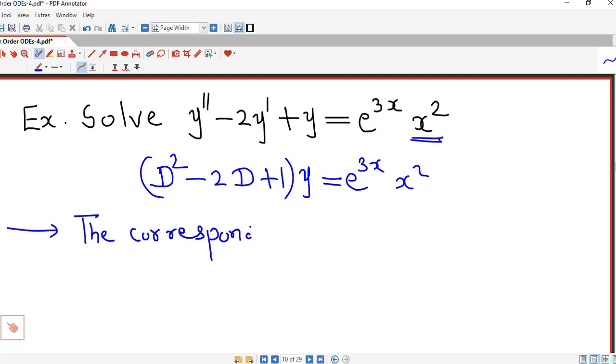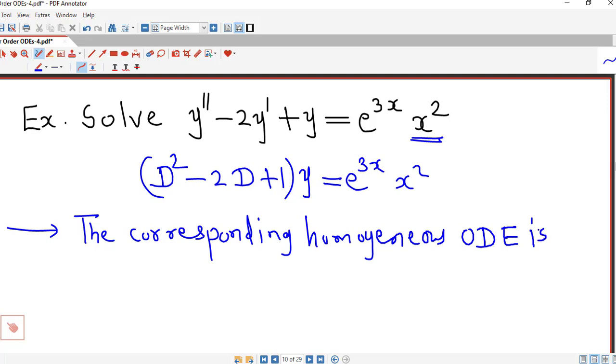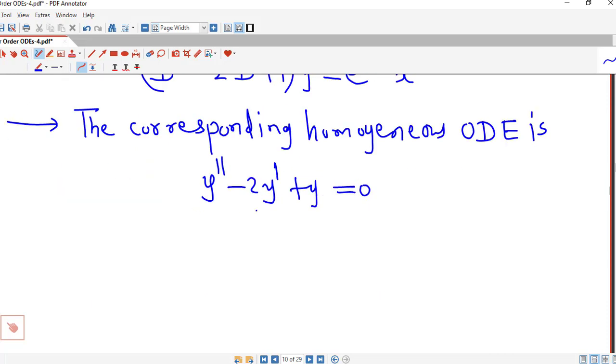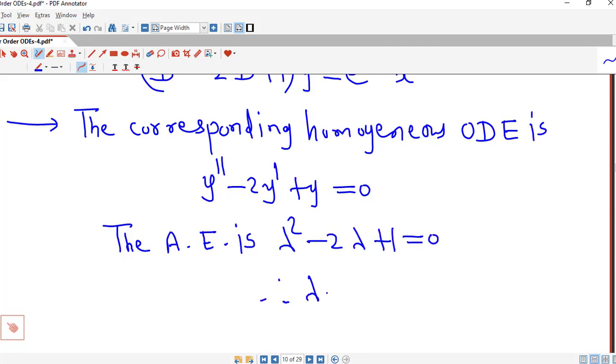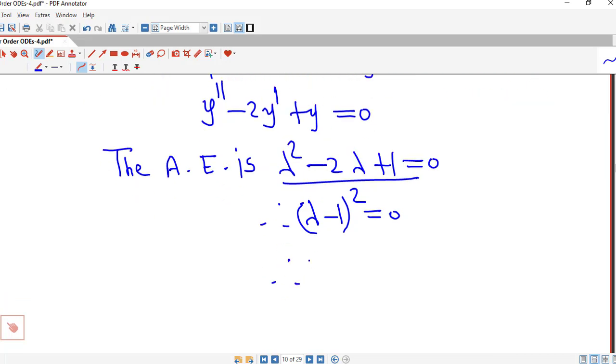The corresponding homogeneous ordinary differential equation is y double dash minus 2y dash plus y equal to 0. So we find the general solution of this differential equation. For that, first we write down the auxiliary equation: lambda square minus 2 lambda plus 1 equal to 0. Therefore lambda minus 1 whole square equal to 0, which is nothing but the square of lambda minus 1. So we have lambda equal to 1, equal and real roots.